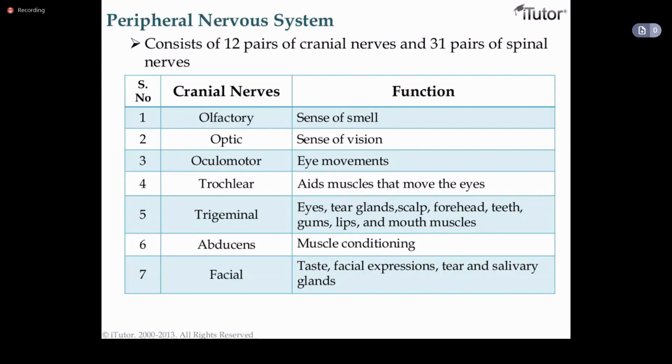Next is abducens. Abducens is for muscle conditions, muscle movements totally. And facial is for taste and facial expressions, and tears and salivary glands, all these.